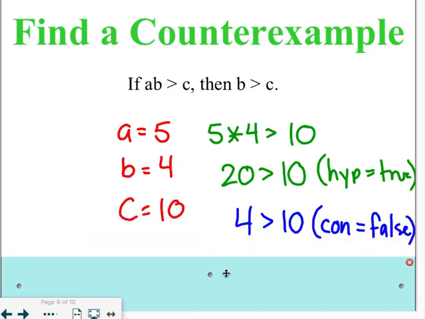This is just one example of an A, B, and C list that would work for this example. A is 5, B is 4, C is 10. 5 times 4 is 20, which is greater than 10, but our conclusion that 4 is greater than 10 is false, so we have a counterexample.